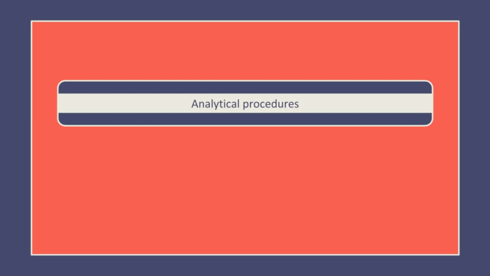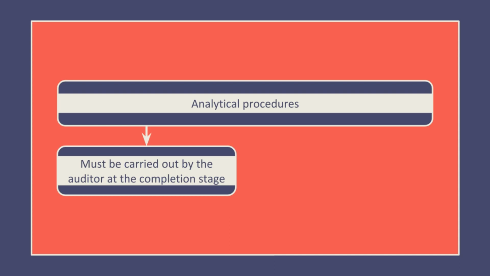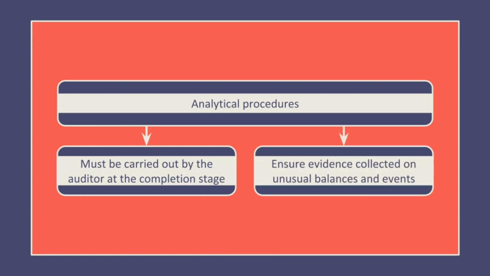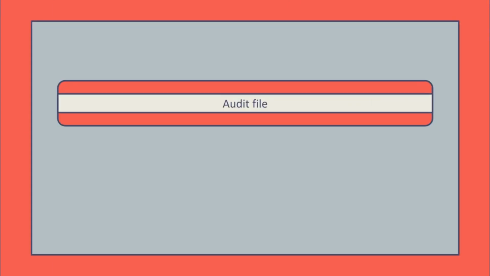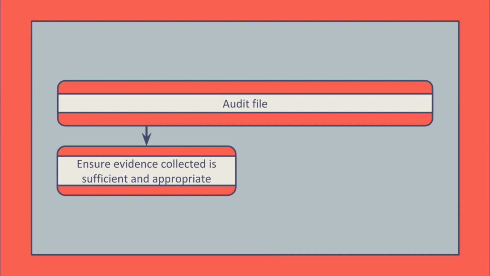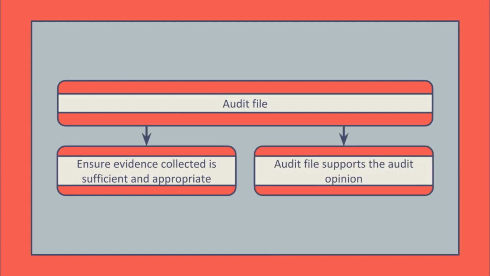Analytical procedures are used at the completion stage to ensure the financial statements have been reviewed thoroughly. These procedures must be carried out by the auditor, and it is one last attempt to ensure sufficient appropriate evidence has been collected on any changes or unusual events included within the accounts. The audit file is reviewed at this final stage to ensure the evidence collected is sufficient and appropriate. At the completion stage, they must ensure the evidence will support the audit opinion that will be formed.